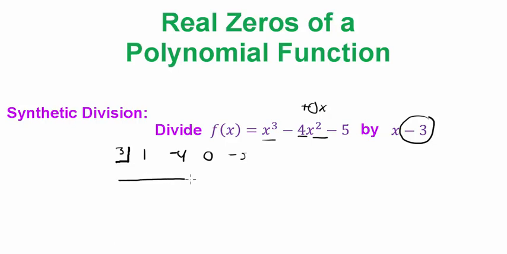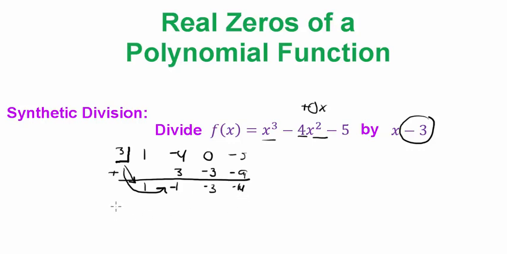We write a horizontal line here, leaving some space. I put a little plus sign out here. You're going to drop the first number, which is a 1. Then you're going to take the 3 times the 1 to get a 3. You're then going to add these vertically, so it'll be negative 1. Again, multiply diagonally. So 3 times negative 1 is negative 3. Again, add, you get negative 3. Multiply, you get negative 9. And add again, you get negative 14. So that's just revisiting synthetic division.